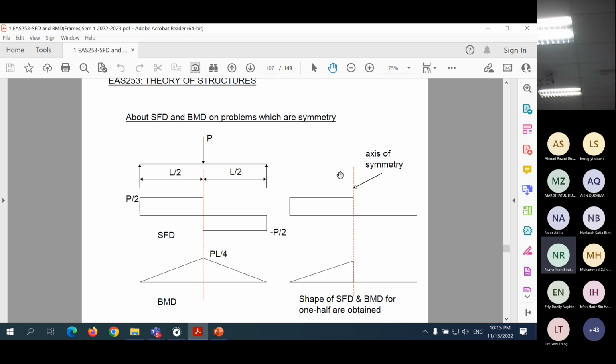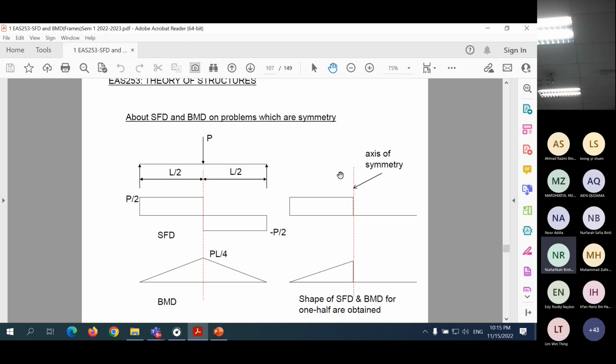Now, sometimes we can make use of symmetry to save time in drawing shear force diagrams and bending moment diagrams. I give you one example which is symmetric, which is a beam supported here, and loaded right at the center. So this is a symmetry problem.